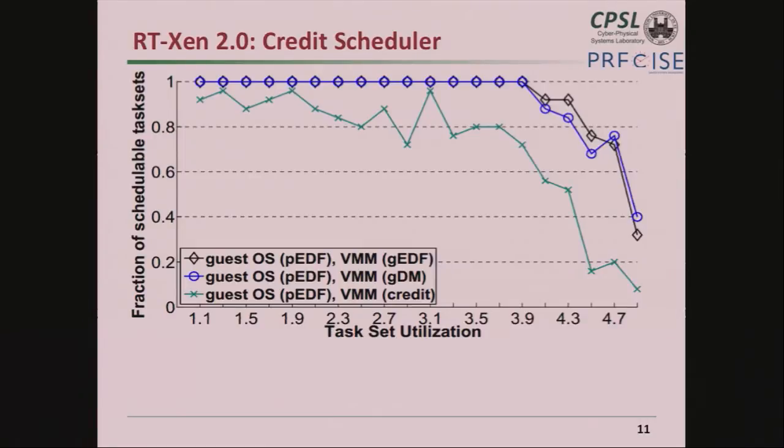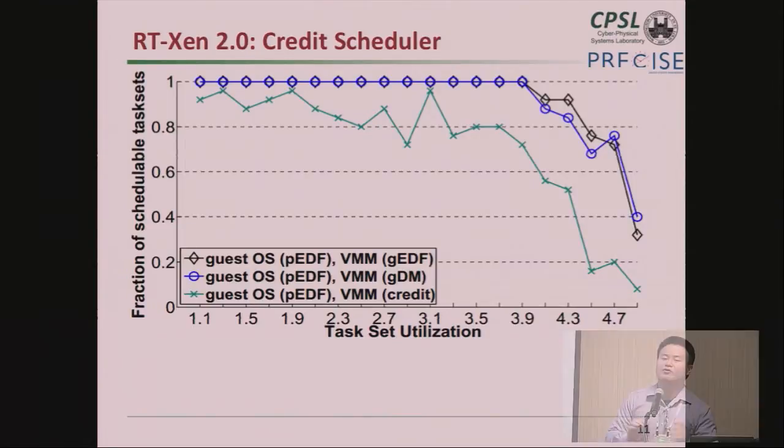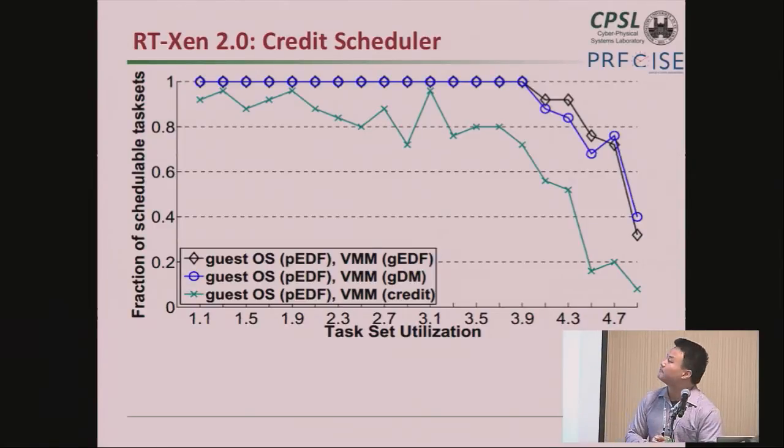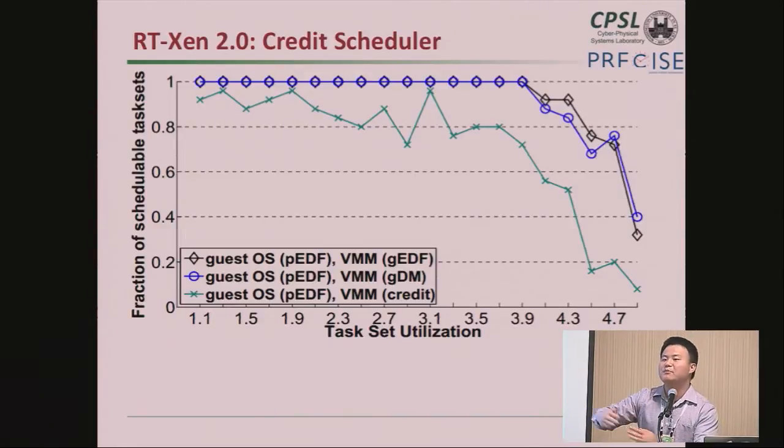After that, we also ran some real-time tasks. And here are the results. The x-axis represents the task set utilization. Remember, we have 5 physical cores to run the real-time tasks. So the x-axis ranges from 1.1 to 4.9. This represents the total task utilization. Every data point here represents 25 randomly generated task sets, and the y-axis shows the fraction of schedulable task sets among those 25 task sets.